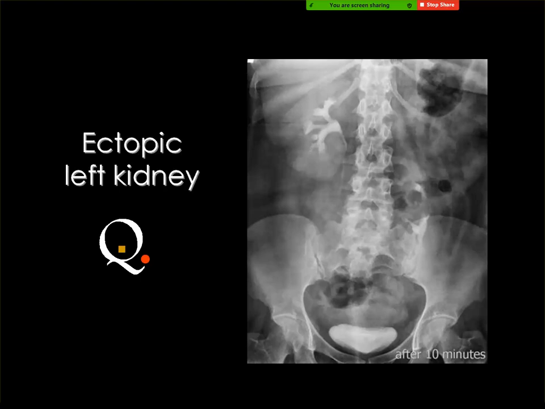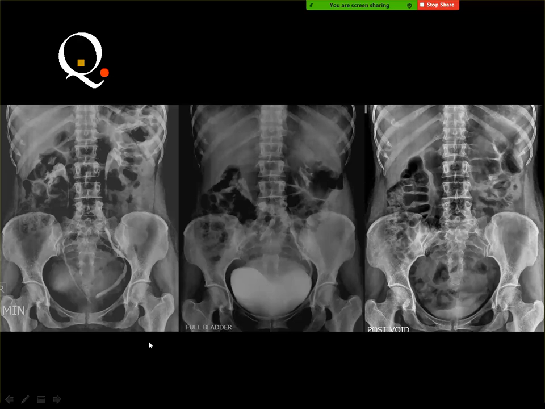Ectopic? Yes, ectopic malrotated left kidney, and this kidney sometimes is superimposed on the sacral ala, and you cannot see it actually, and it is frequently seen in the exams.